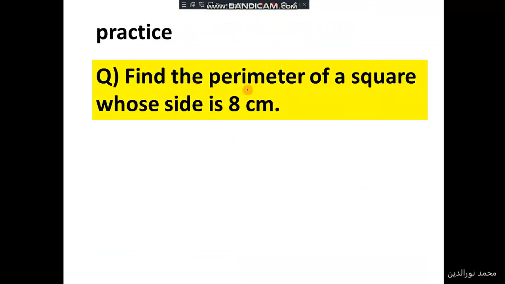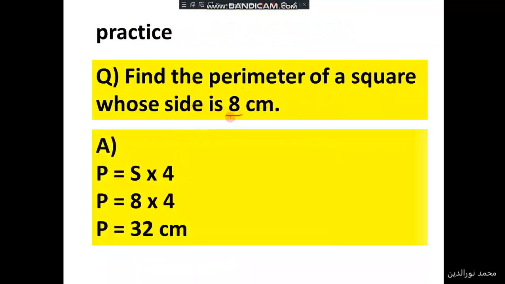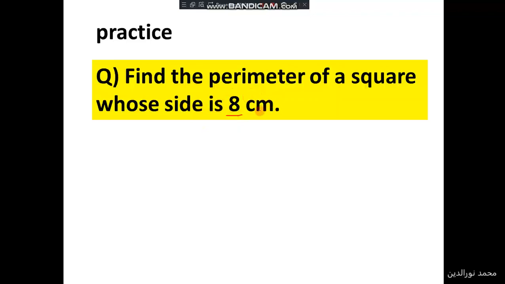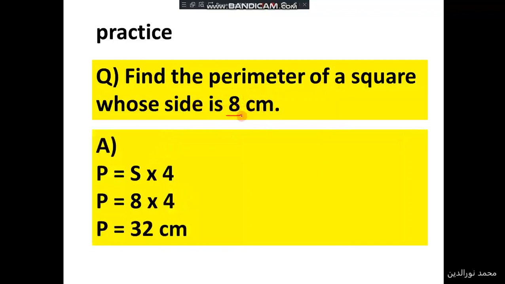Practice 1. Find the perimeter of a square whose side is 8 centimeters. So the rule says perimeter equals side times 4. Side is 8, so 8 times 4. 8 times 4 is 32. So the perimeter of this square is 32 centimeters.